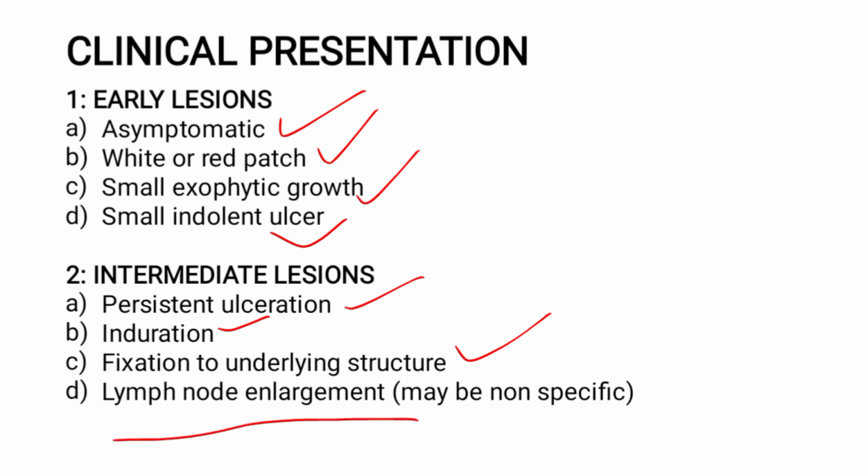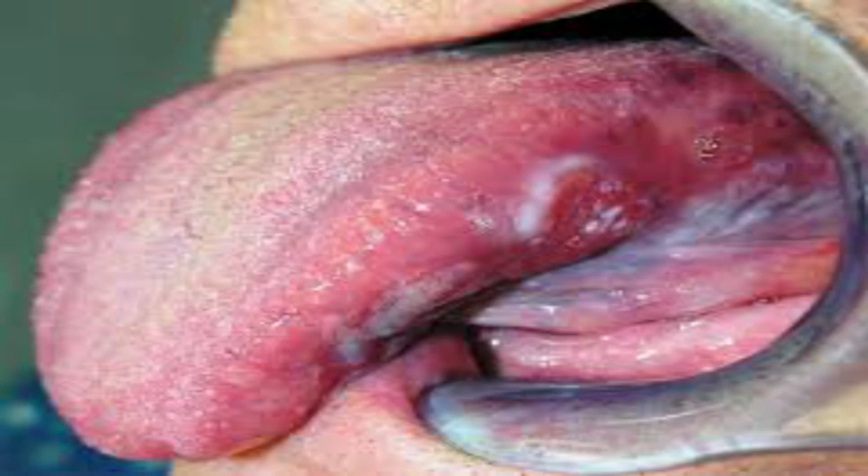Means in the second stage, lymph node enlargement is present in squamous cell carcinoma when the lesion reaches the intermediate stage. So there is lymph node enlargement, but this may be non-specific. Okay, very important. Now you can see a white patch-like ulcer, and secondly induration is present, and it persists for more than 2 weeks.